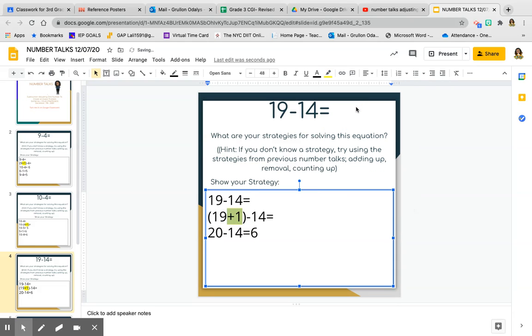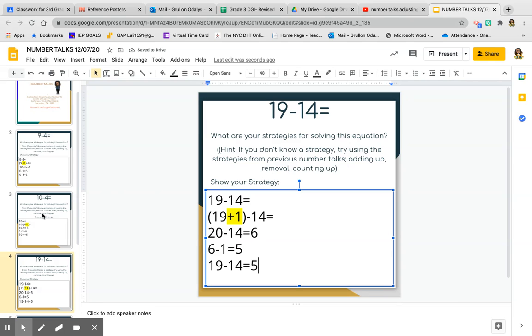And here I added 1, so I'm going to highlight this. So I added 1 to make myself a friendlier number. So now I need to take that 1 away at the end because, again, I subtracted from a number bigger than what it was that I needed to. So I have to make sure that I am answering the original number sentence, not my new number sentence with this addition of 1 here. So I have to do 6 minus 1, and that equals 5. I'm going to rewrite my original number sentence. So 19 minus 14 is equal to 5.